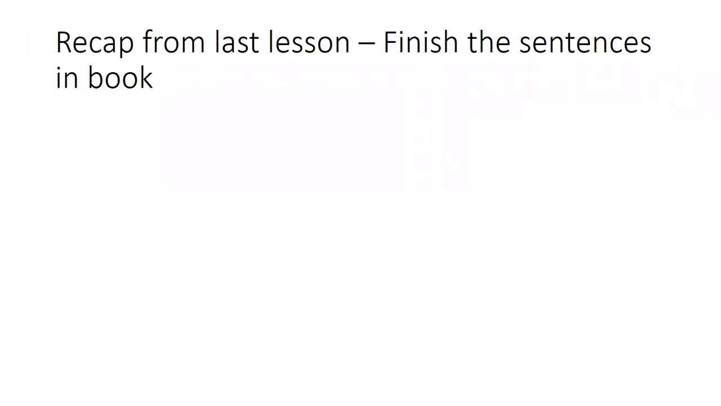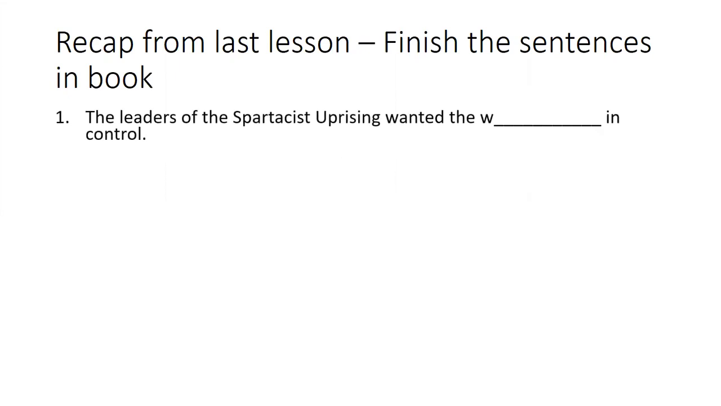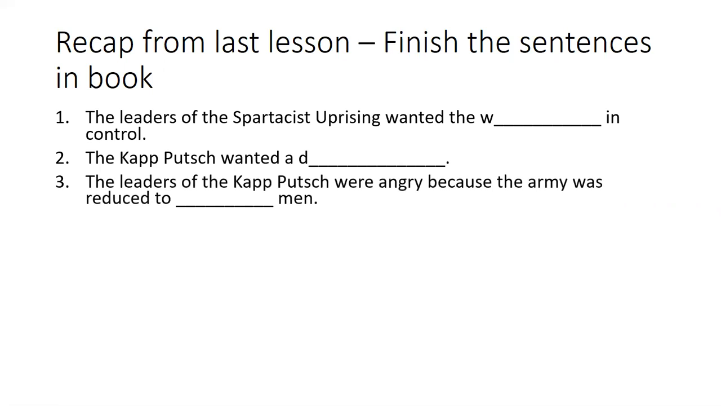If you are in school or aren't in school, this is a good little recap from the lesson before on the Spartacist uprising and the Kapp Putsch. So, the leaders of the Spartacist uprising wanted the blank in control. The Kapp Putsch wanted a blank. The leaders of the Kapp Putsch were angry because the army was reduced to blank men. Think about the Treaty of Versailles there.